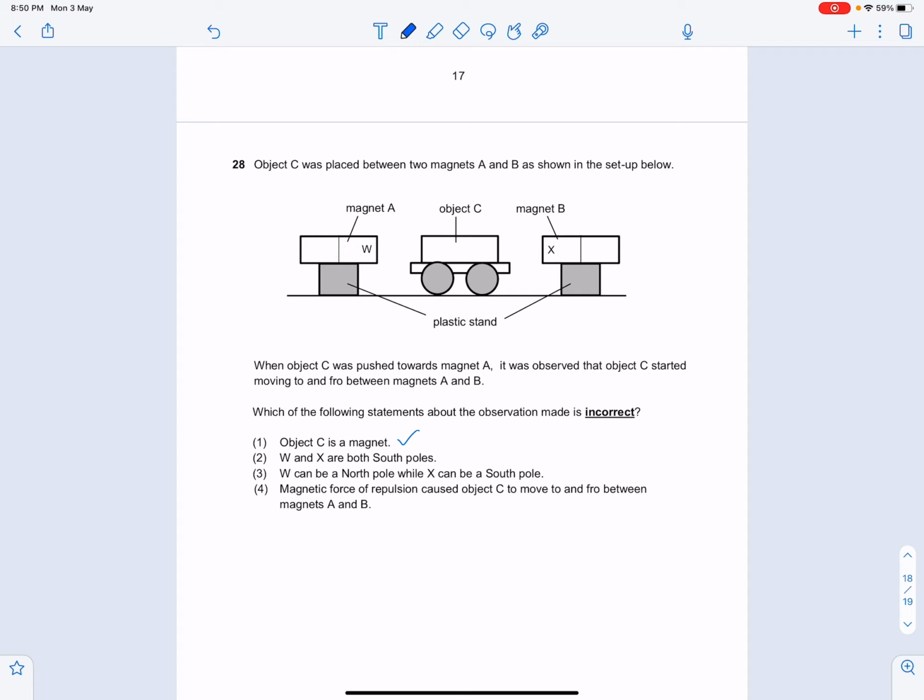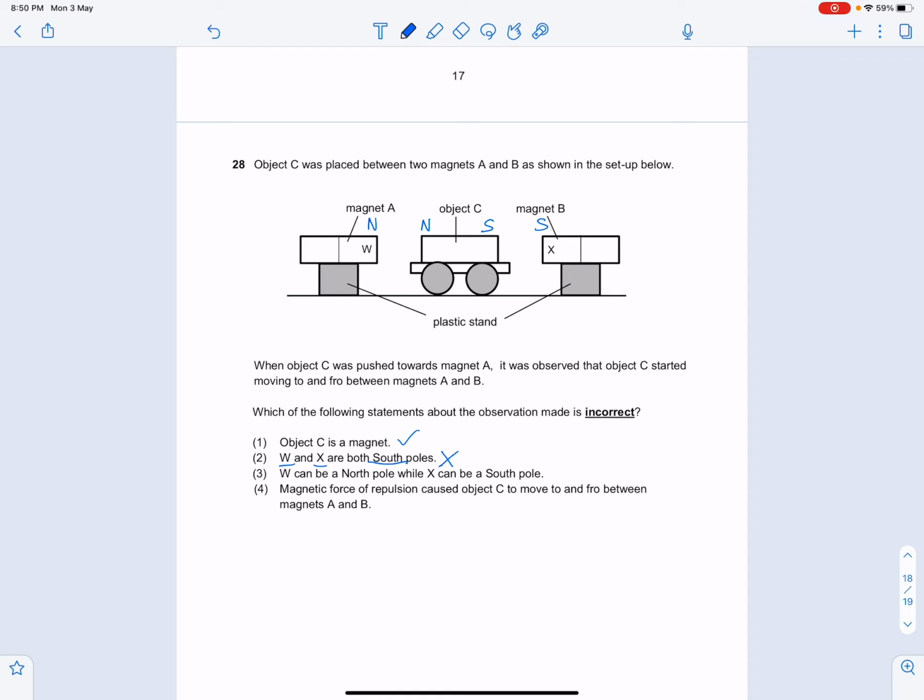And then for option 2, W and X are both south poles. Now, this cannot be the case if what I hypothesize is true. Because if this is North Pole, this must be North Pole. And if this is North Pole, then this must be South Pole. And if this is South Pole, this has to be South Pole. So W and X cannot be the same poles. One of them has to be an unlike pole in order for my hypothesis to work. So therefore, this is wrong.